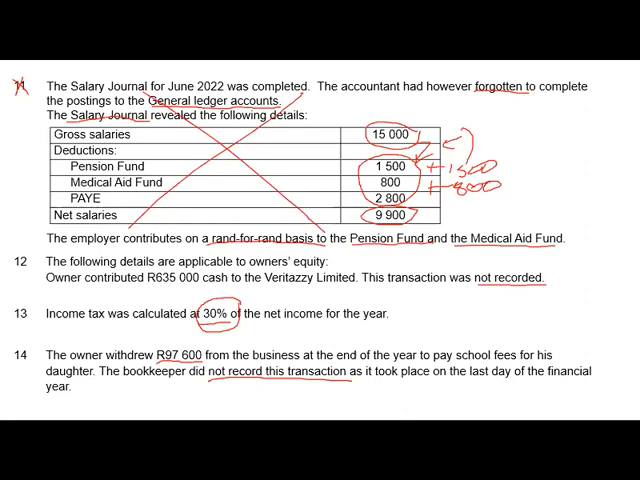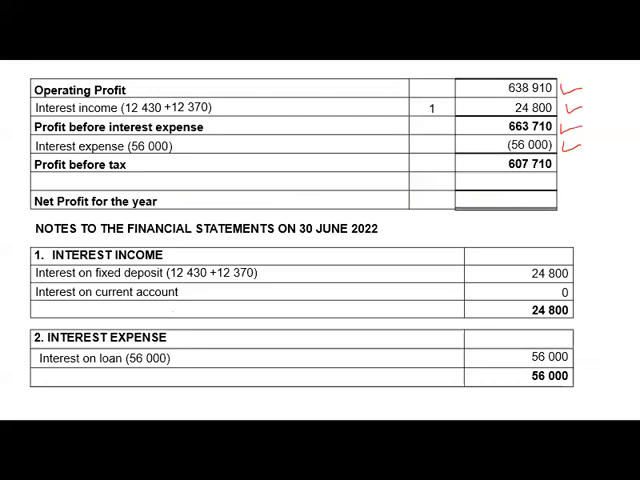So I will simply take my profits and multiply them by the tax amount to determine how much tax I need to pay. Please note that tax is an expense, okay? So my income tax here, you'll put it in brackets. It'll be 182,313. You minus that, you'll take 607,710 minus 182,313.